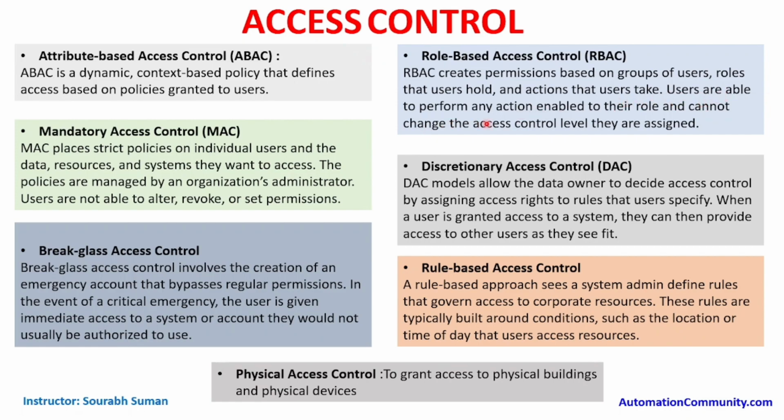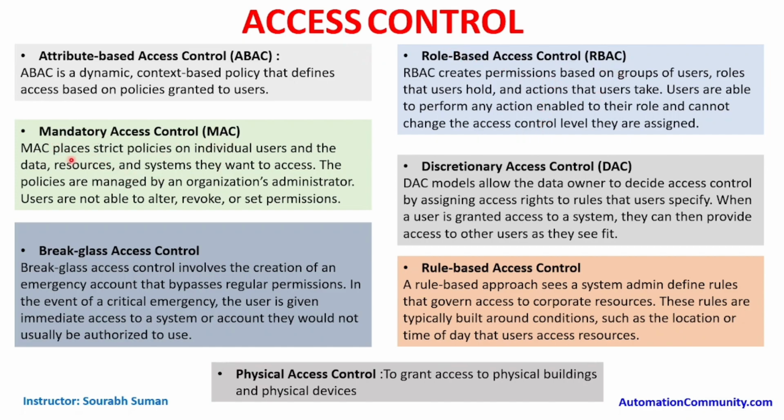Users are able to perform any action enabled for their role and cannot change the access control level they are assigned. This type of role-based access control you have seen in DCS, where there is an operator group, a maintenance group, a network admin group. Multiple types of user groups are there, and their specific and respective privileges are assigned to them. That is called role-based access control.